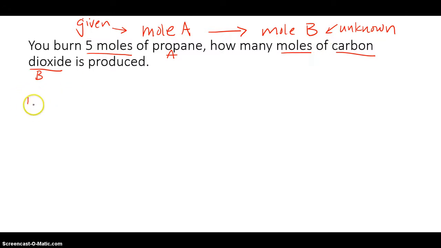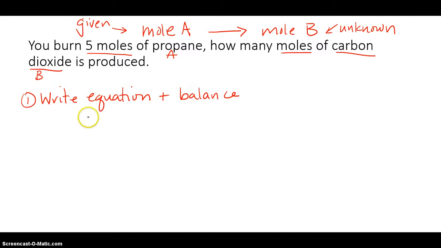So the first step that you need to do in any stoichiometry problem is to write the equation and balance it. And in this case, we have propane. I know that propane is C3H8, and it reacts with oxygen. And I know that because anything that's burned needs to react with oxygen. This is a combustion reaction, just like we've been working through in class. And as a result, you have carbon dioxide and water.